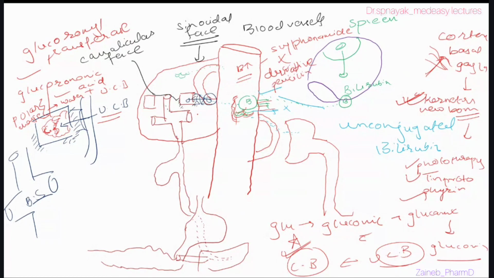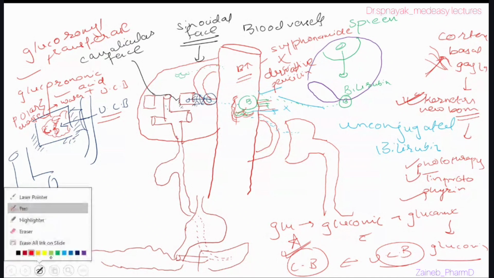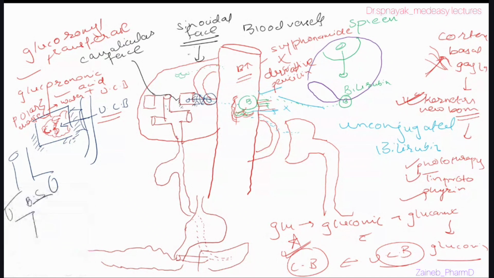And in adults, there is one more drug that will inhibit the uptake of the unconjugated bilirubin into the hepatocytes. Which is that drug? That is rifampicin, which is mainly an antitubercular drug. So what will it do? It will inhibit the uptake of the unconjugated bilirubin into the hepatocyte. So the unconjugated bilirubin concentration will increase in the circulation.